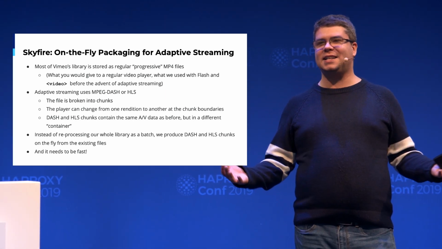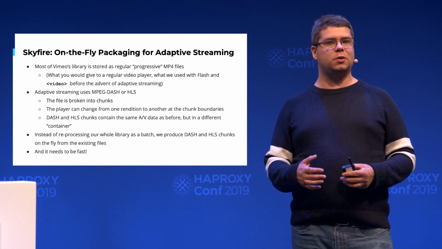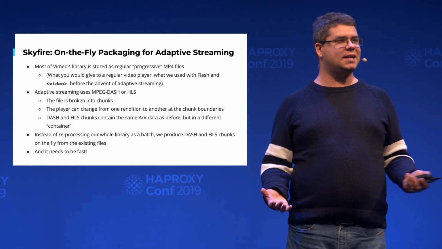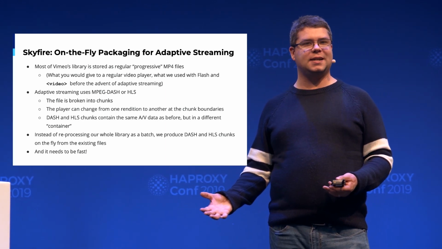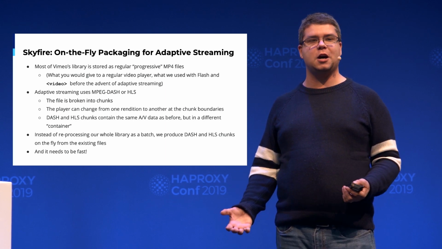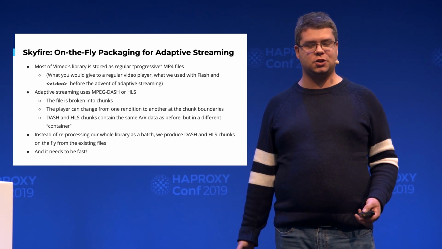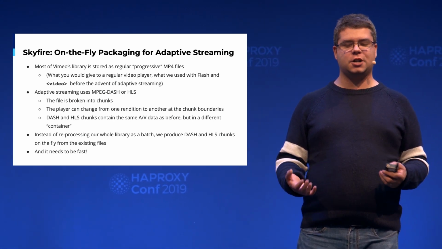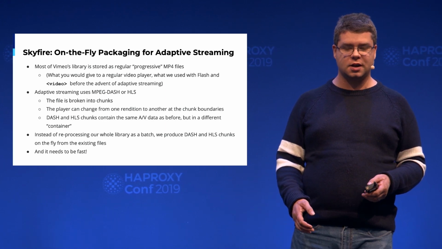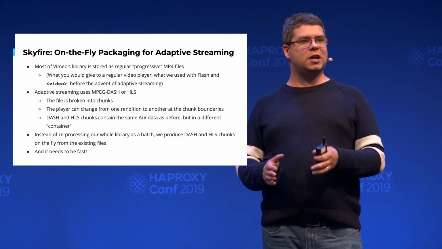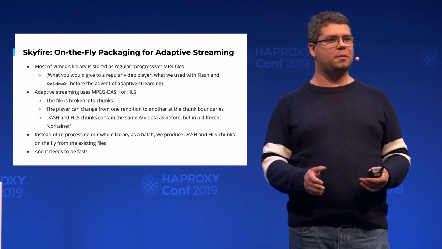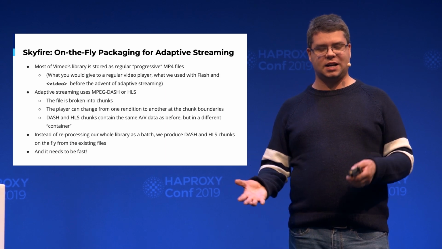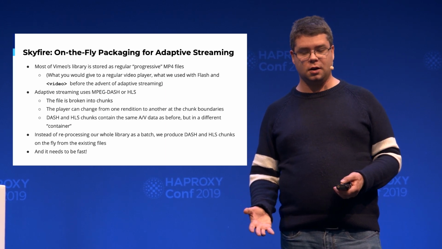But Vimeo predates that by quite a few years, so we have a big library of stuff that is stored as progressive MP4, which is basically what you would give to Flash Player back in the day, what you would give to a regular video tag. It's just a video file that plays straight through. If you have adaptive streaming, then what you want to do is use a standard like DASH or HLS that breaks the file up into chunks. And at any boundary between chunks, the player can switch from a chunk of one quality to a chunk of another quality. So the video data is the same, but it's in a different kind of container.